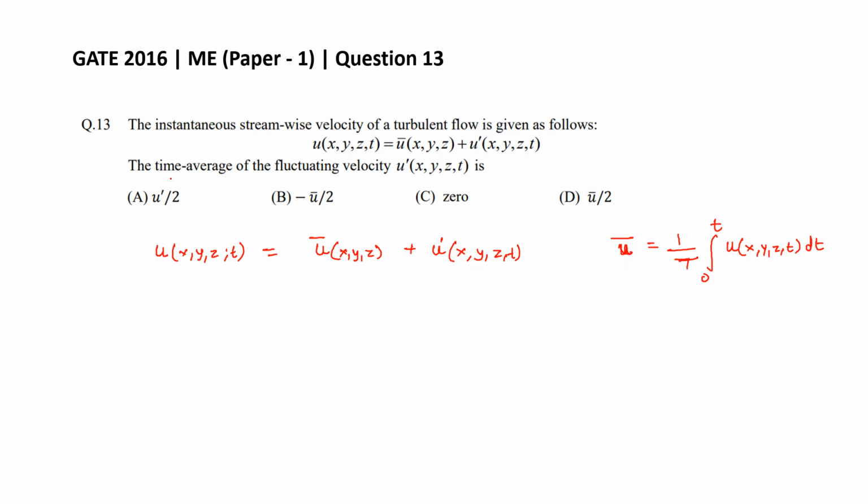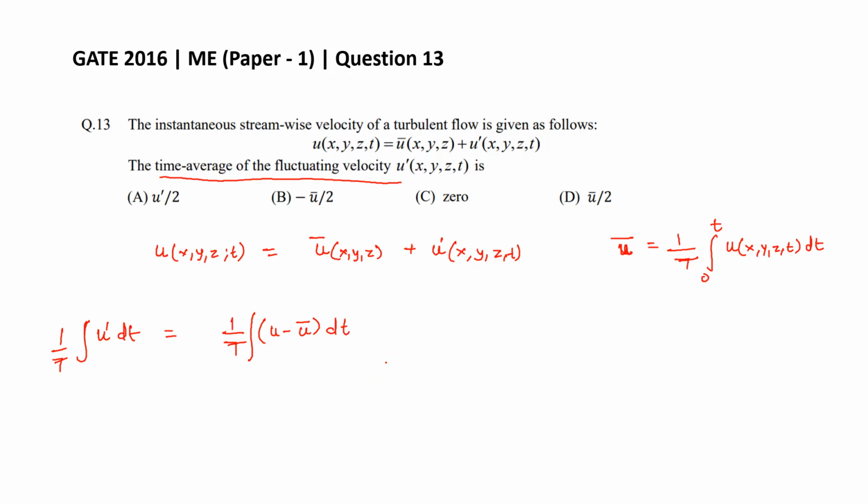Now, when they ask you to calculate the time averaging of the fluctuating velocity, you can do this. Basically, they are asking you for something like the integral of u prime dt. Now this u prime, you can say is nothing but u minus u bar, and then you integrate over dt.